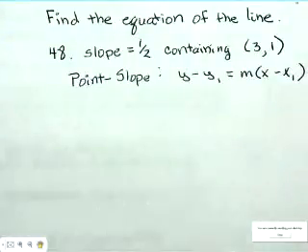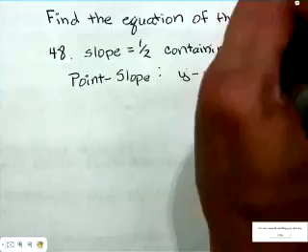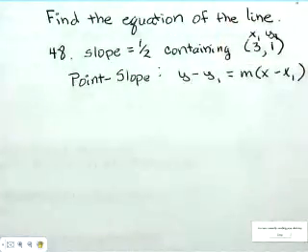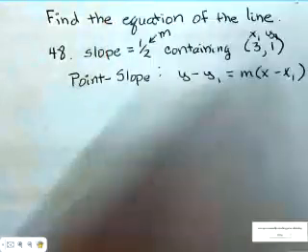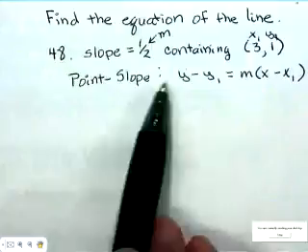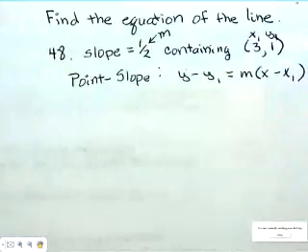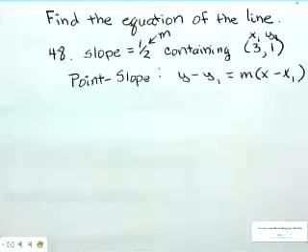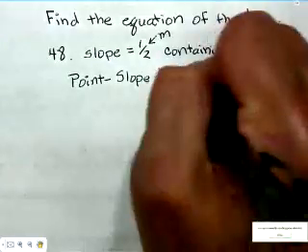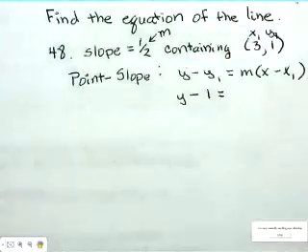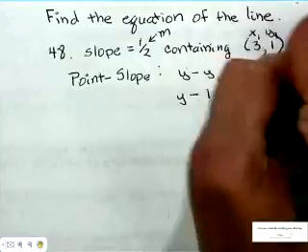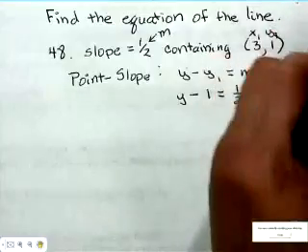The point that I'm given is my x1, y1. The slope that I'm given is my m. And the x and y without subscripts, those are the variables that are going to end up in my equation. I don't put anything in the place of x and y, just x1, y1. So my equation would be y minus y1, that's 1, equals 1/2 times x minus x1, which is 3.